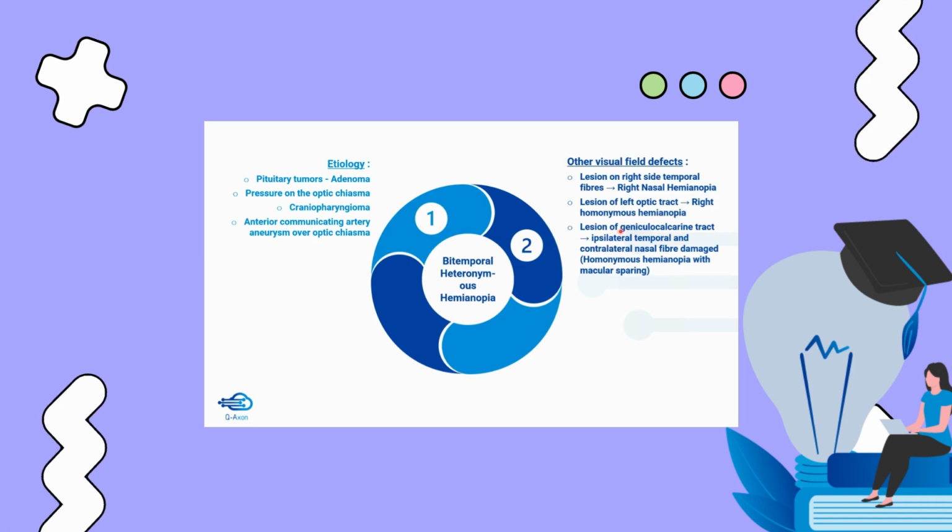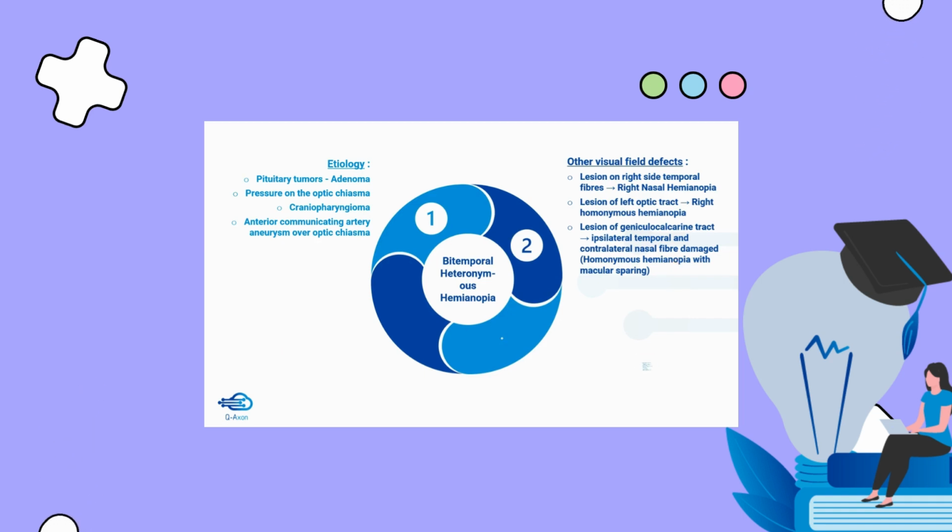Similarly, lesion of geniculocalcarine tract, that also similar to what we saw in optic tract, it carries ipsilateral temporal and contralateral nasal fibers, so they will be damaged, and then again we will get homonymous hemianopia of the opposite side, but there will be macular sparing.